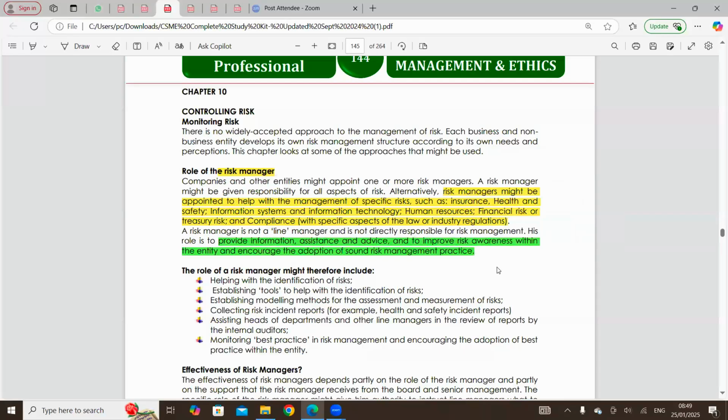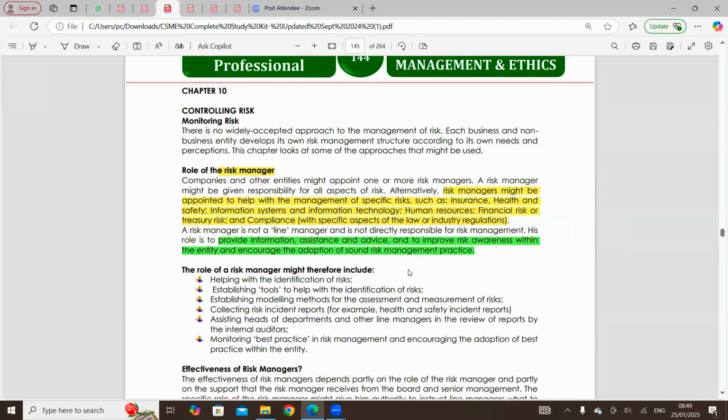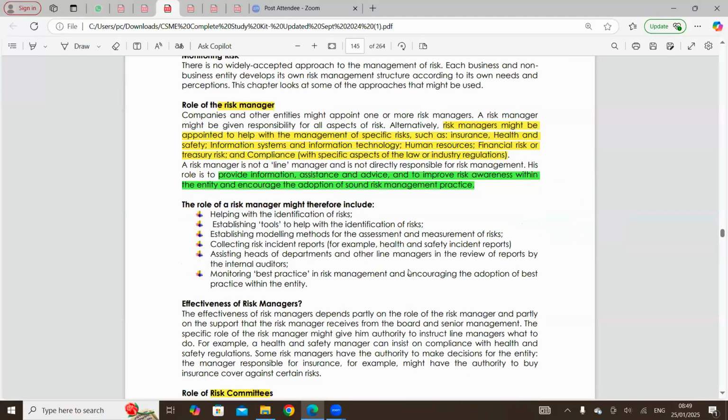Are you with me? Do you guys get it? Are you with me? Yes, we are. Okay. Now, we'll move on to the role of risk managers.